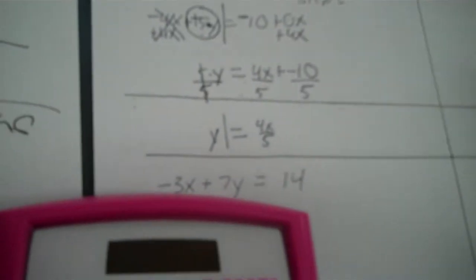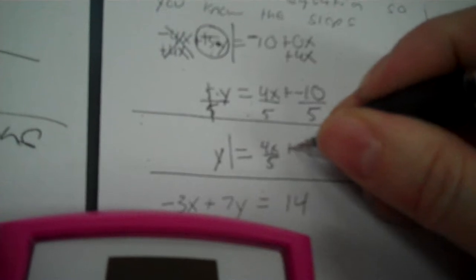Just leave it 4x over 5. Okay? Now I'm going to divide here, put a plus, and we're going to divide negative 10 by 5. And that's negative 2.